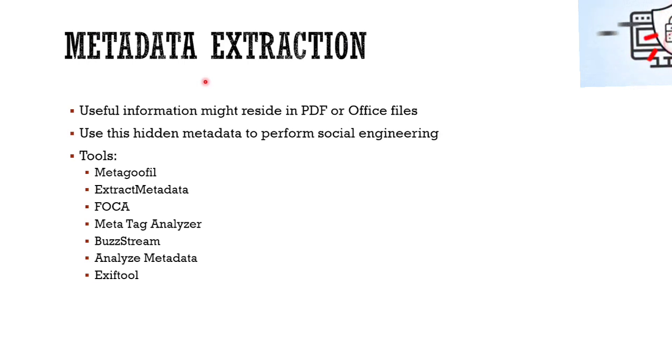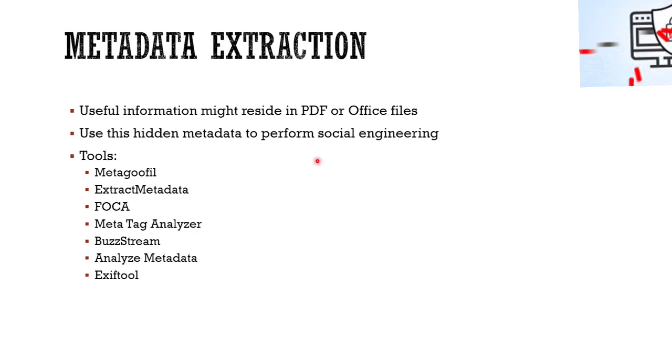You can use it to perform social engineering. Like, I can find out the name of someone who publishes a lot of stuff. Maybe I can find out information about them just by looking at the metadata of the documents they put out. So there are a variety of tools for metadata extraction: MetaGoofil, Extract Metadata, Foca, a bunch of them. Some of them you use online, some of them you can use by downloading and installing an app.